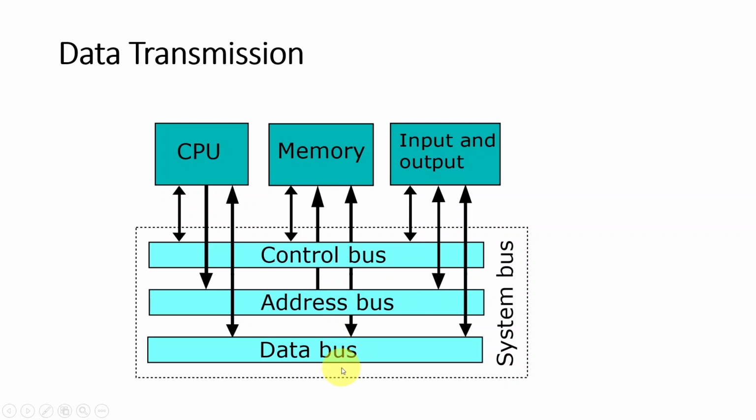what is known as the control bus, address bus, and the data bus. The control bus is used to send control signals between components, whereas the address bus is used to send addresses, especially memory addresses. And the data bus is the one that we use to transport data and instructions. We just call it the data bus, but both data and instructions are transmitted using the data bus.